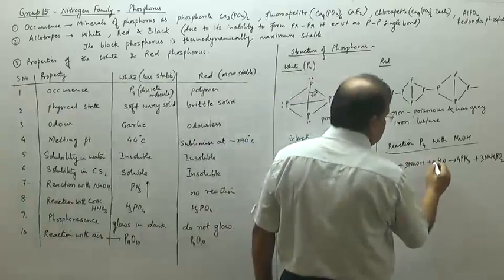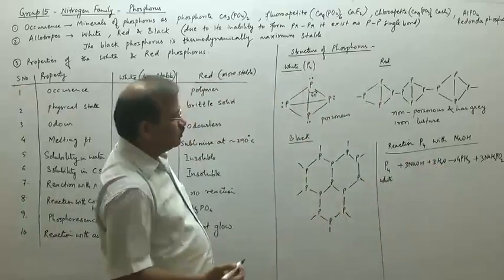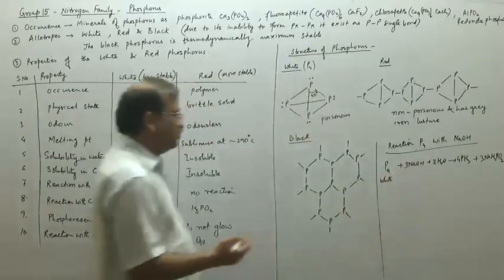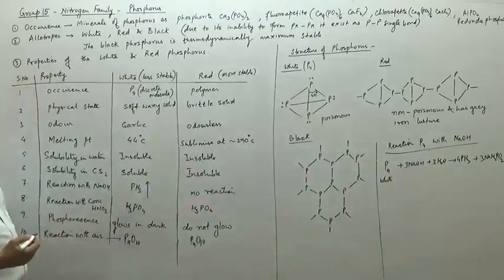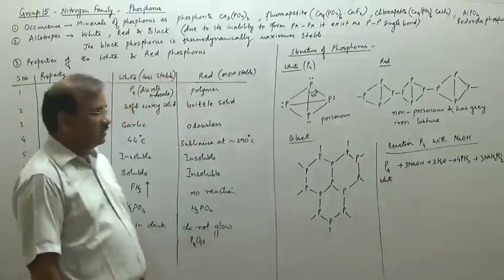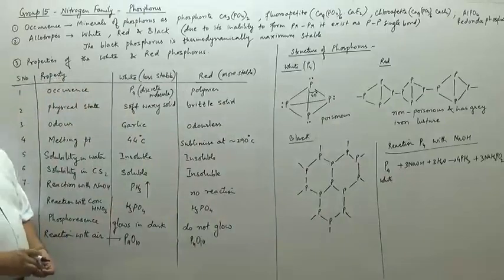So that is how the reaction of white phosphorus with NaOH liberates the phosphine. We write the reaction like this, showing how phosphine is liberated. This is one of the lab methods for the preparation of phosphine. So that is how we are able to write that.